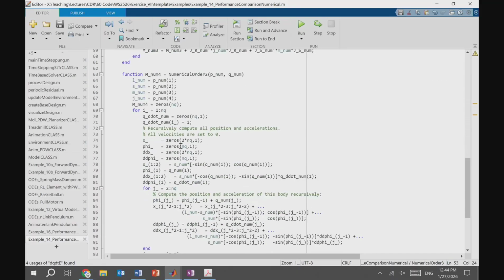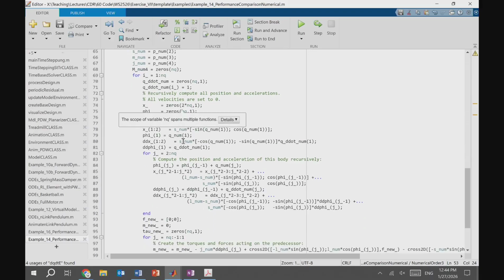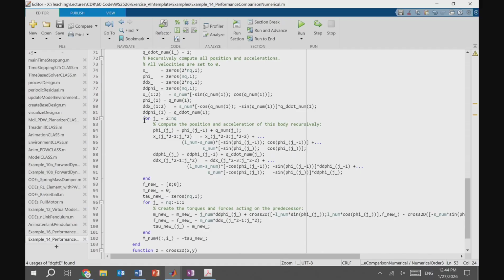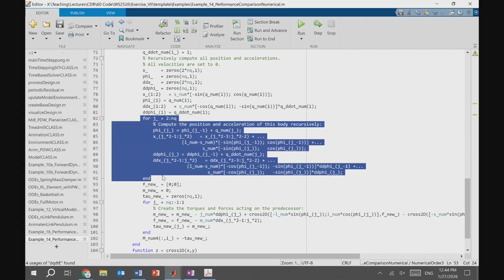Here we have the numerical order 2 method, which is a little bit harder to explain. And I start here in the middle, where we see an outward pass as a for loop. So I go for j, which actually should be i to correspond to the lecture notes. We go from 2 to NQ. We do an outward pass.